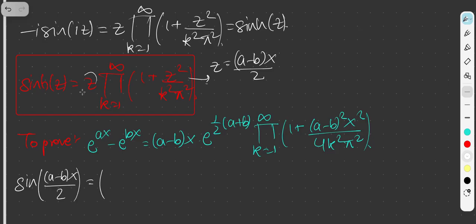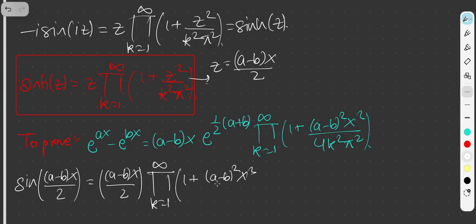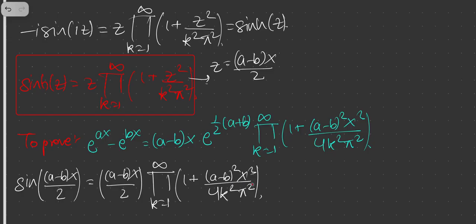So again it's a minus b times x over 2 times the product as k goes from 1 to infinity of 1 plus, and if you replace z with a minus b times x over 2 and square it, that gives us a minus b whole squared x squared, and the square of 2 is just 4, so it's 4 times k squared pi squared. And this is the exact product that we have in the stuff we are here to prove. Just take a look at this.